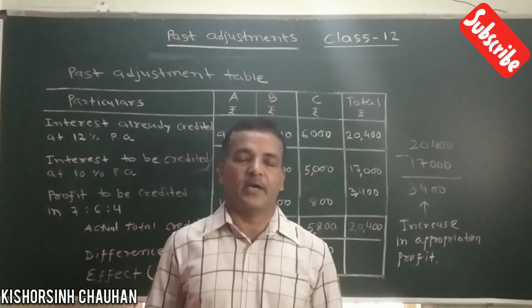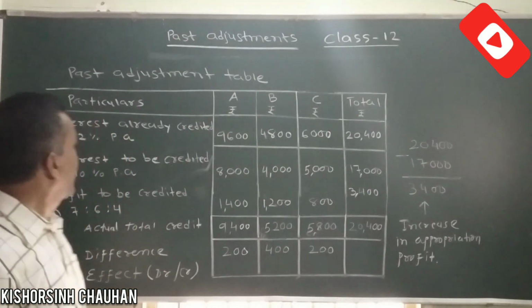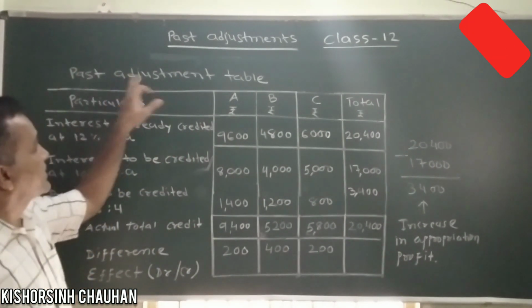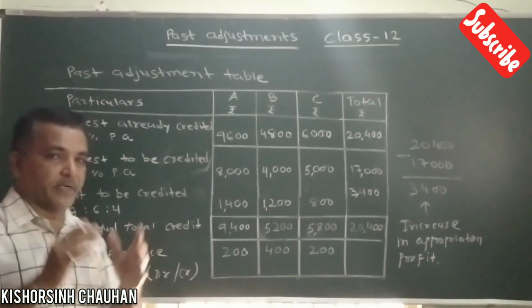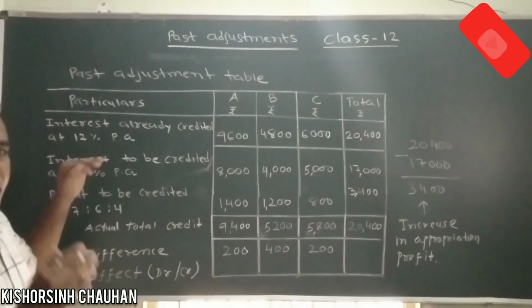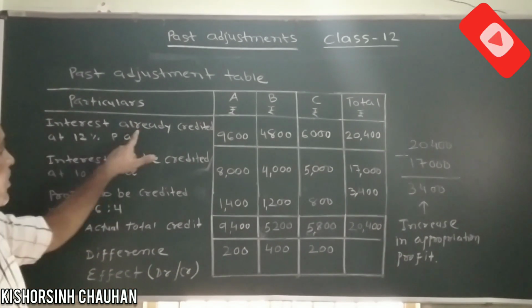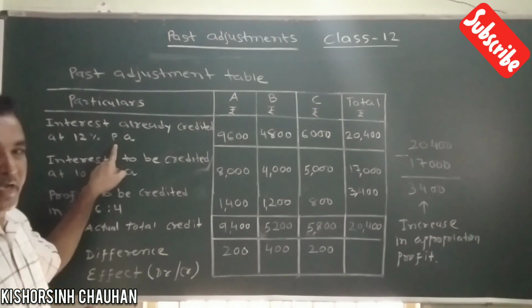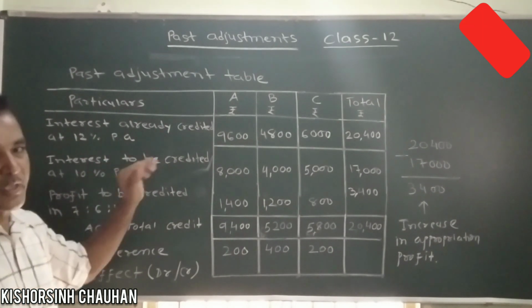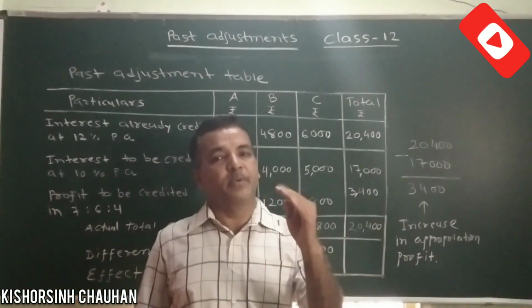So for this exercise we have to first do some working. For this you have to prepare this type of past adjustment table. In that we will do some basic working. So let us see. In this exercise interest is wrongly credited. So interest already credited at 12% per annum. This is wrongly credited. So we know capital of three partners is 80,000, 40,000 and 50,000.